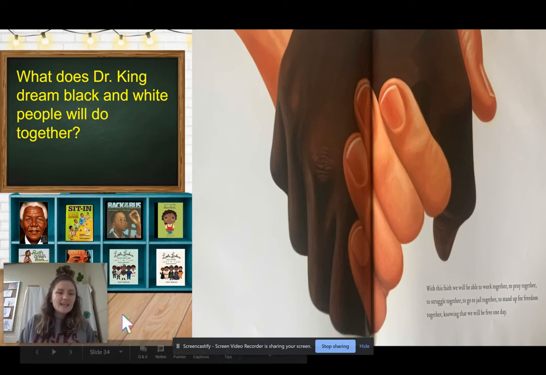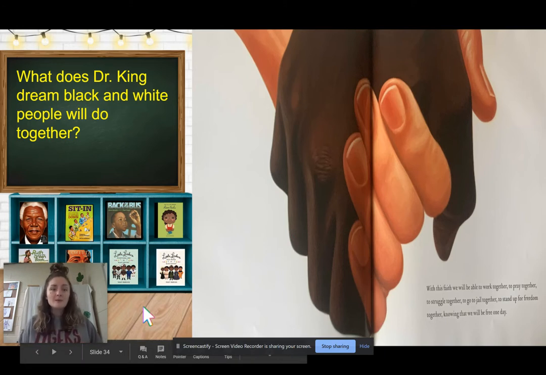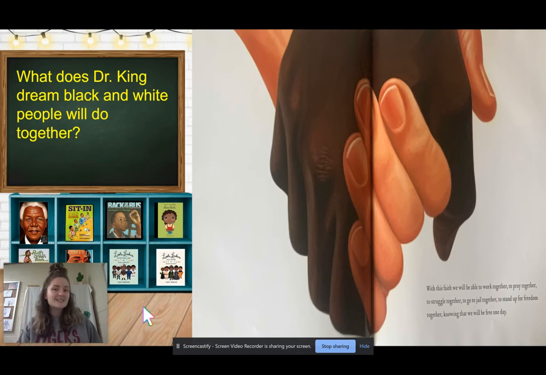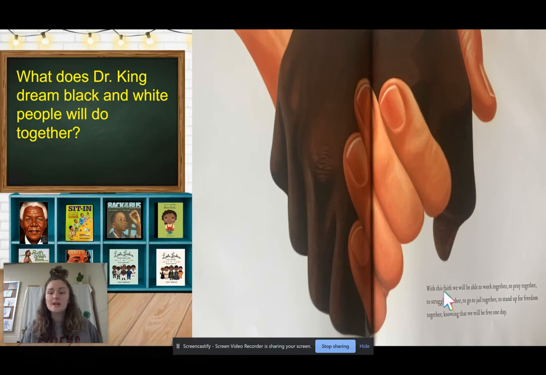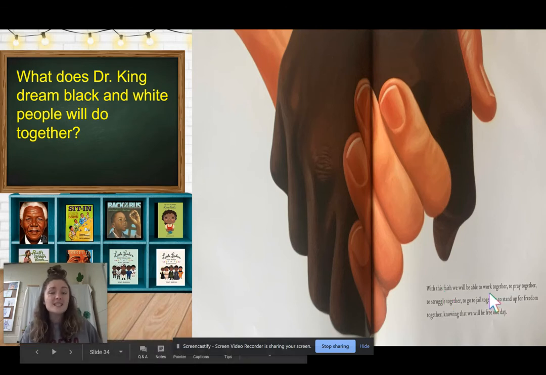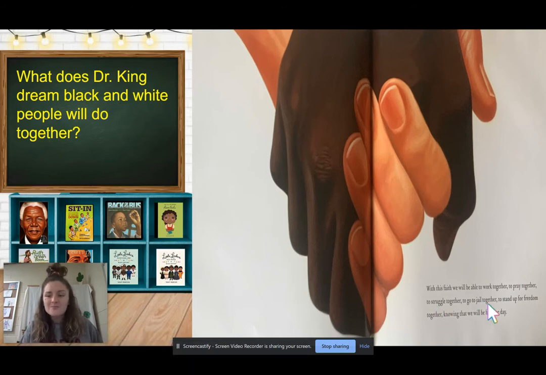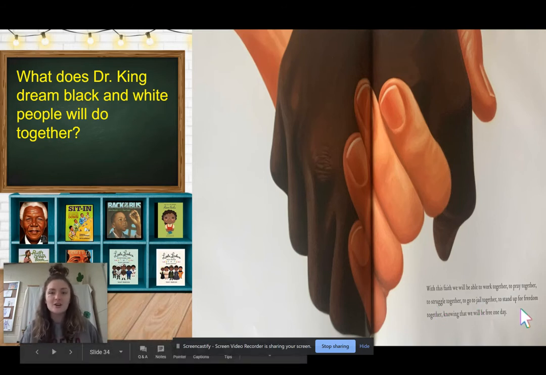What does Dr. King dream black and white people will do together? What were two things in the text that Dr. King said that he dreamed of black and white people doing together? Tell me in the puzzle. So in the text, it says, with this faith, so with this dream for equality, his dream was that black and white people could work together, pray, struggle, go to jail, stand up for freedom together, working together for freedom for all.